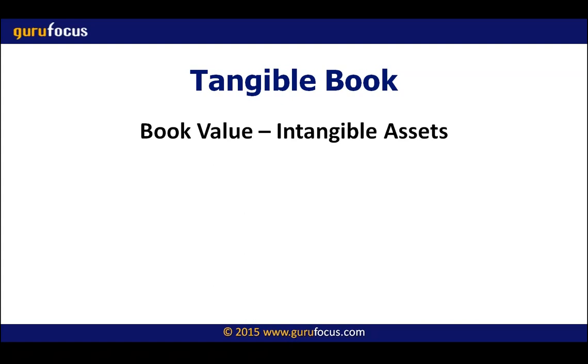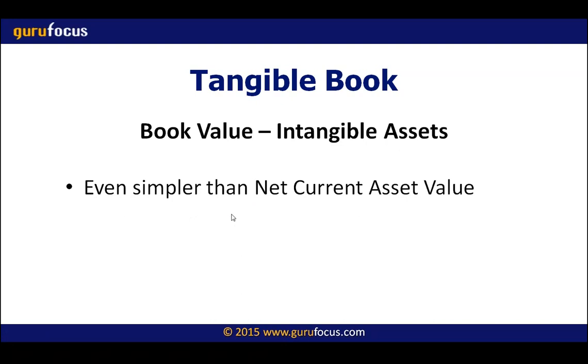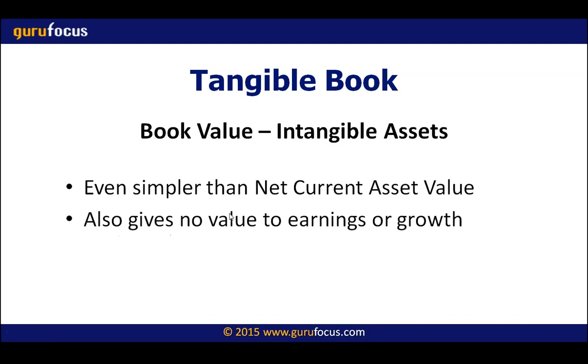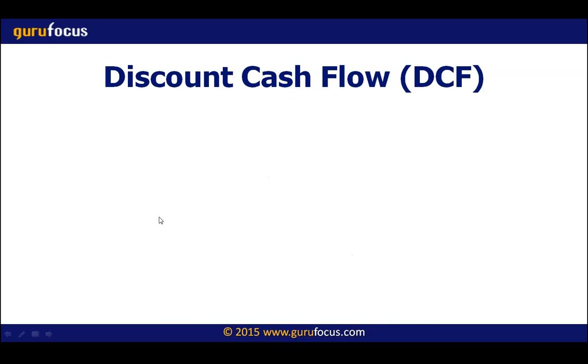So intangible assets, anything you can't touch or feel, right? So that's going to be a patent. That's going to be a copyright. That's going to be a trademark. For instance, if you look at Coca-Cola and you're valuing that company, what do you value the Coca-Cola name or that logo that's known all over the world? Well, that's an intangible asset. So for the purposes of this formula, it's just looking at what's on the books, right? So again, even simpler than NCAV. Once again, no value to earnings, no value to growth, values the stock solely on the assets that it is holding.